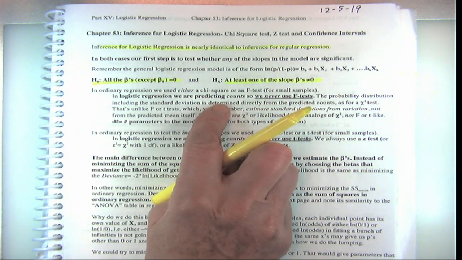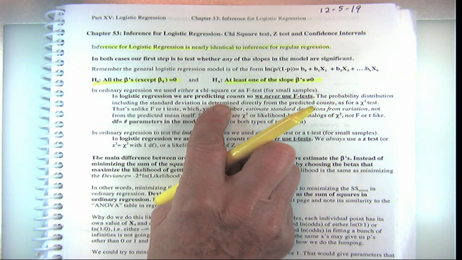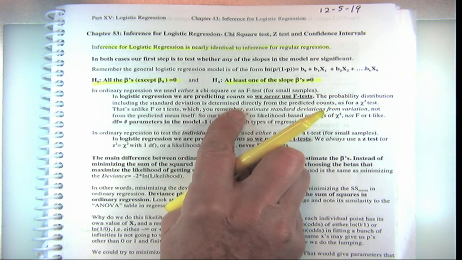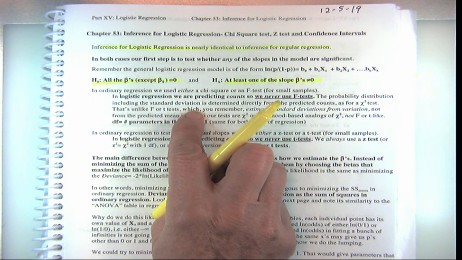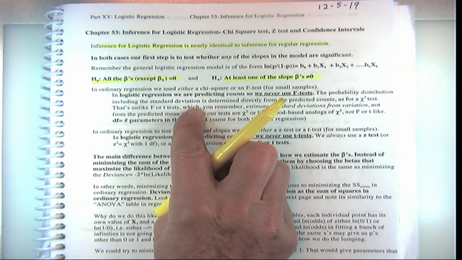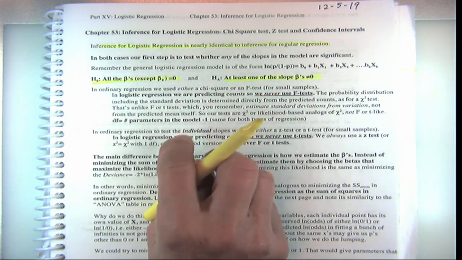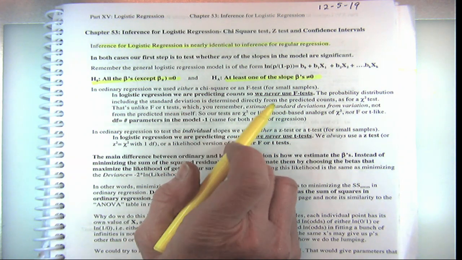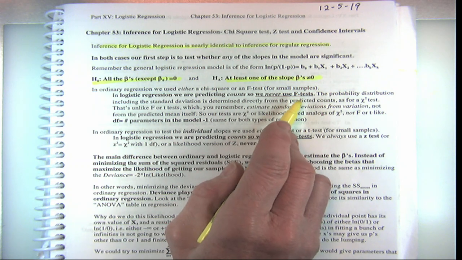But now we're predicting a 0, 1 y variable. We're basically predicting counts, or percents. Instead of your score on an exam, let's say the percent of you who get an A on the exam. So we're predicting 1 if you got an A, 0 if you didn't. Success or failure. 0, 1. And for predicting counts, we never use f-tests.